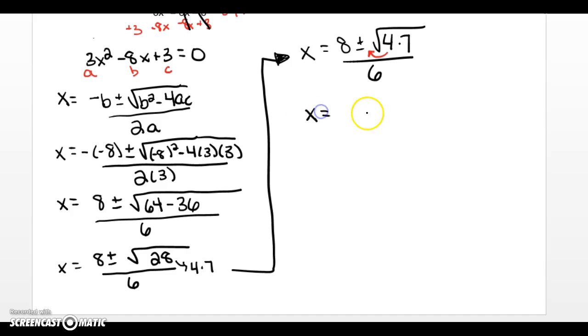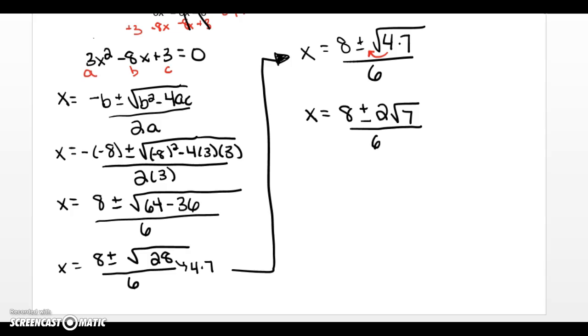So we'd have x is equal to 8 plus or minus. In order to move that 4 outside of your radical, you need to apply that square root. So the square root of 4 is 2, and then all you're left with inside the square root is 7. 7 is not a perfect square, so you have to leave it under that square root symbol. And then that whole top is divided by 6.